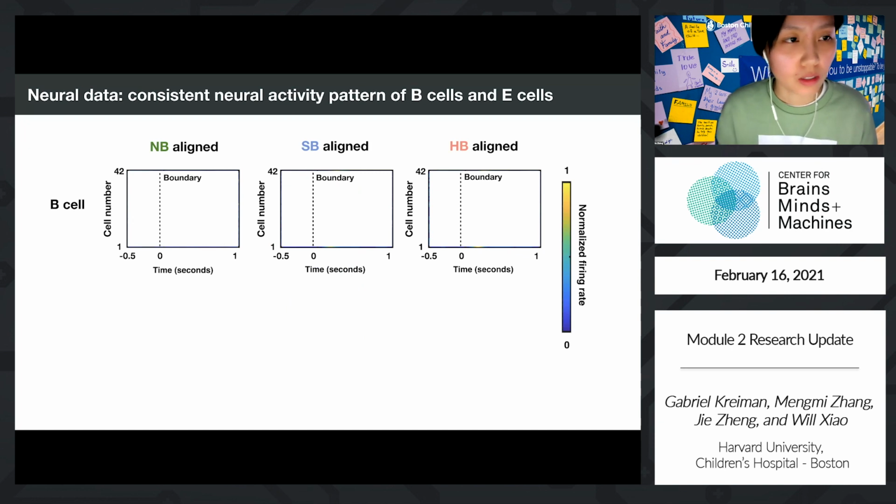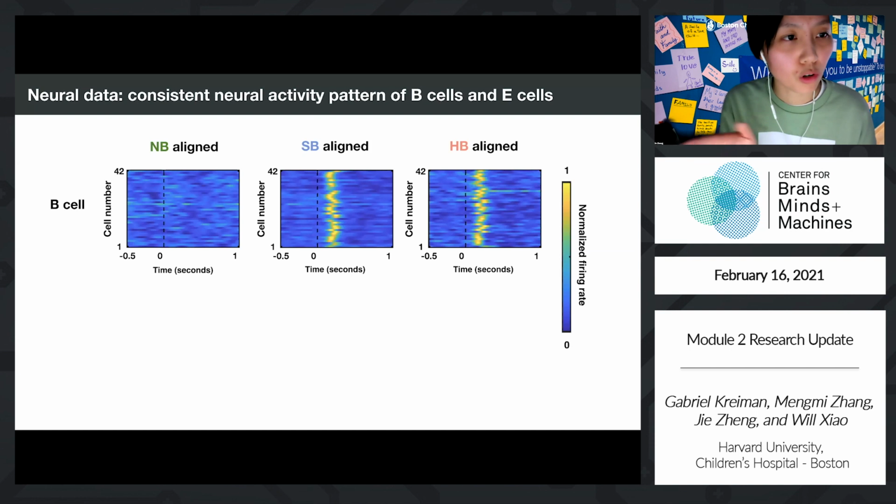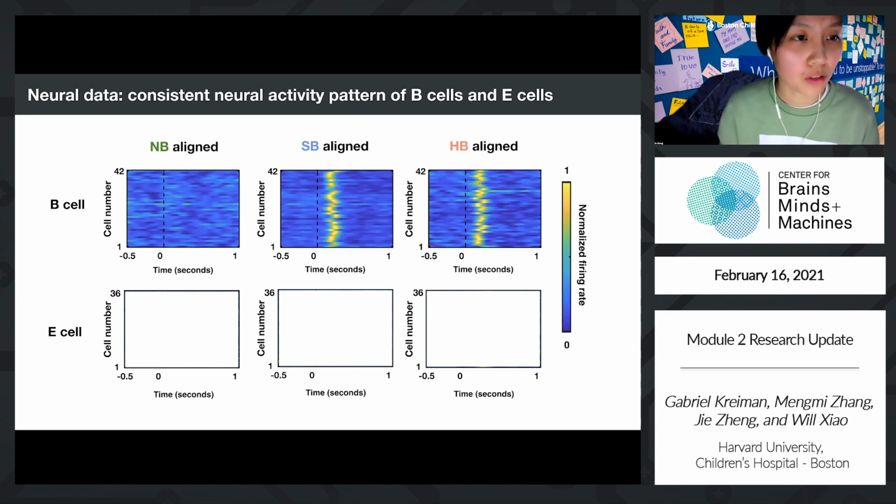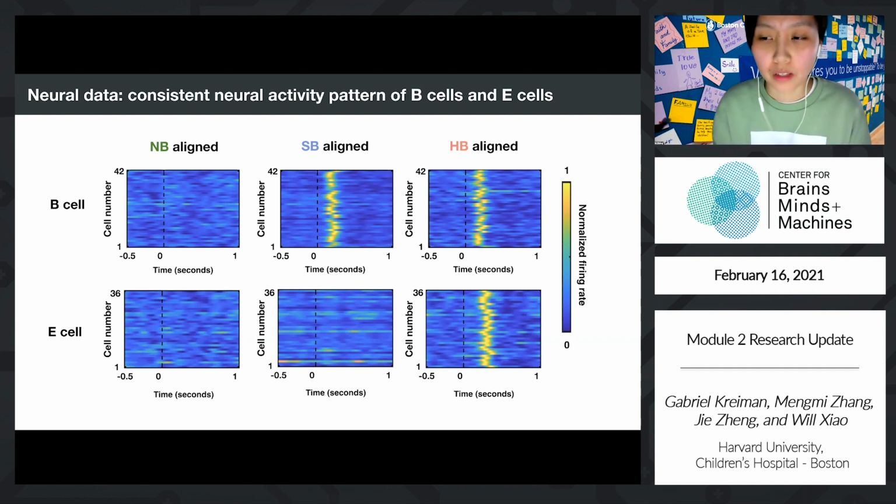So far, across 580 neurons we recorded in those 3 regions, we were able to find 42 boundary cells. They all have very consistent firing patterns, as shown here, where each row represents one boundary cell we detected. All of them consistently respond to the soft boundary and hard boundary, but not to the no boundary conditions. Across all these 580 neurons in the medial temporal lobe, we also found 36 event cells. They also respond very consistently, only to the hard boundary condition.